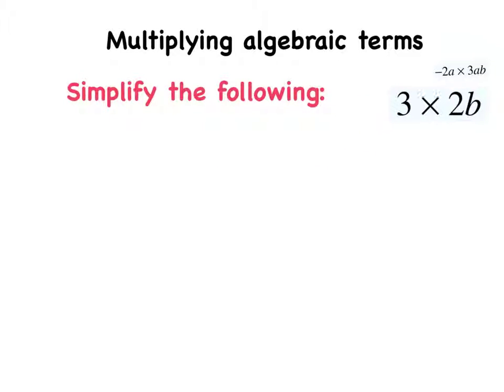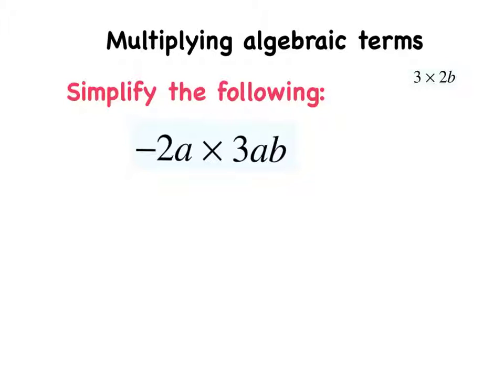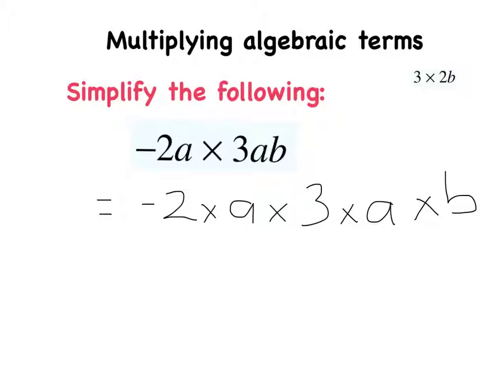My next example is this one. Simplify the following: negative 2a multiplied by 3ab. Another way of saying that is negative 2 multiplied by a multiplied by 3 multiplied by a multiplied by b. Okay, what have I got here? Negative 2 multiplied by 3 becomes negative 6.